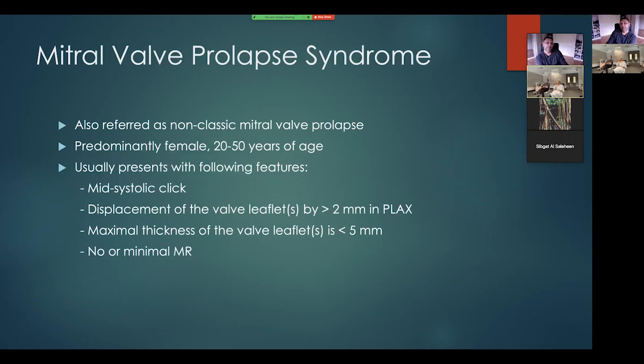Whereas mitral valve prolapse syndrome is also known as non-classic MVP, and normally you can see it in young females. Normally they present with a simple mid-systolic click, and there can be features of MR or no MR. Most of the time they are asymptomatic. We'll talk about these definitions in the next few slides.